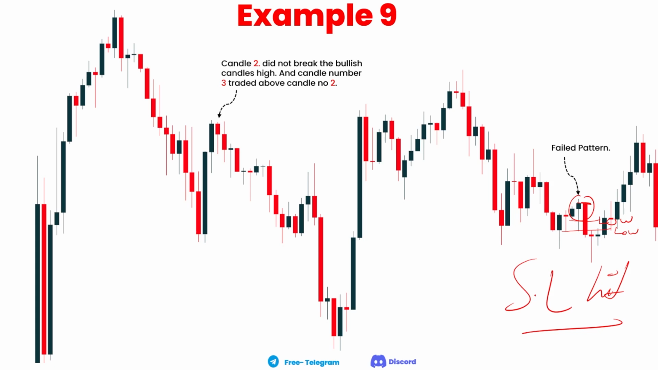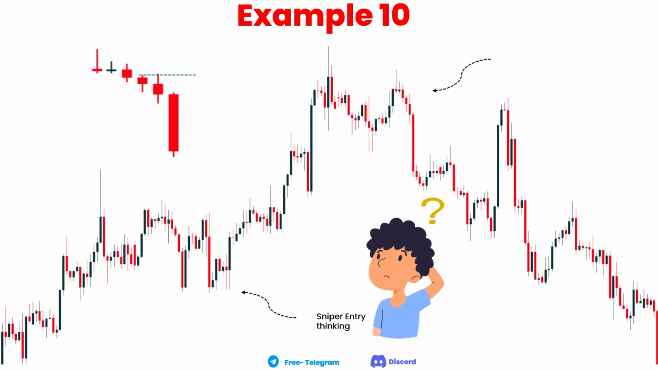So let's move on to the next example, which is example number 10. So far we're still left with 16 examples, so just bear with me so that we can finish these examples. I want you to understand this. Once you understand this and once you see it, you will never unsee it. You will always look at the market in a different way.